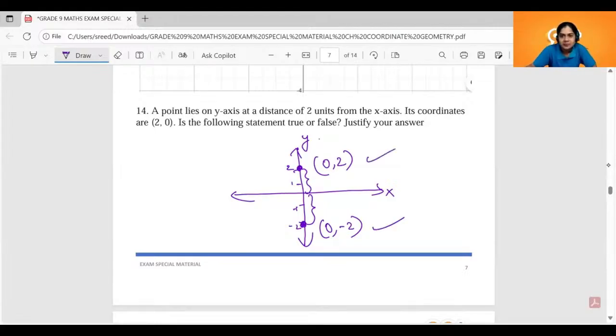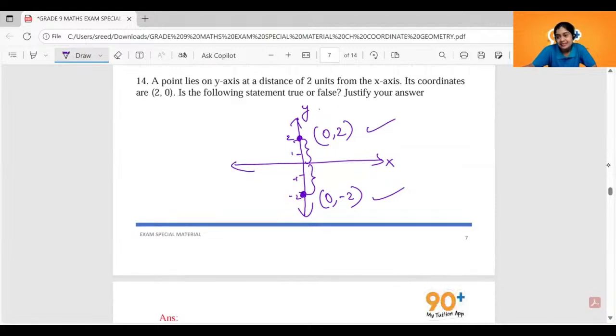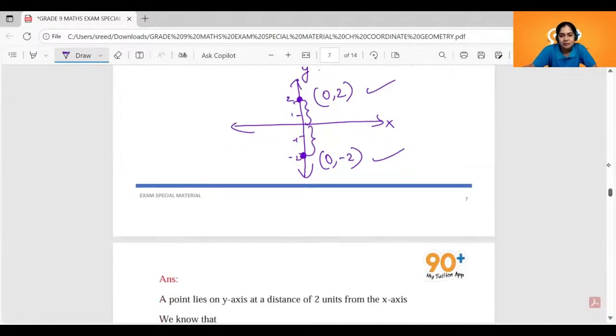But here it's saying that its coordinates are 2, 0. Will that be possible? The distance from the x-axis is given by the y-coordinate, right? 2 units from the x-axis means that 2 is the y-coordinate actually. The possibilities are 0, 2 or 0, minus 2. Like this you can justify it very beautifully.